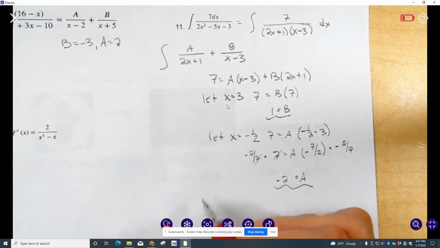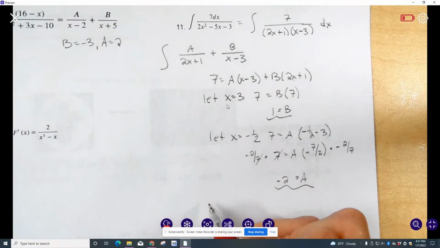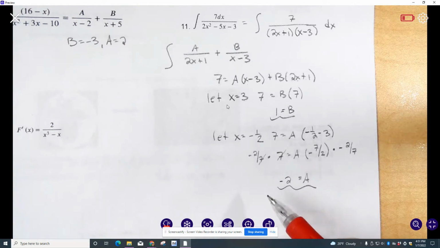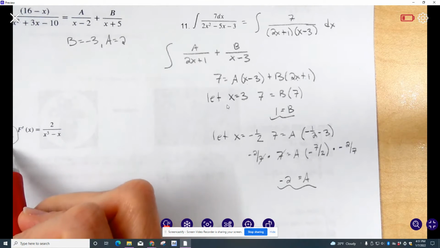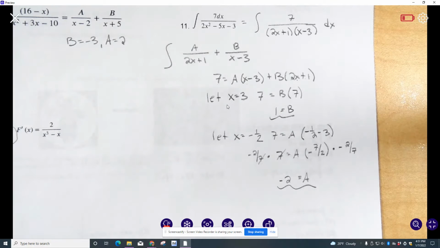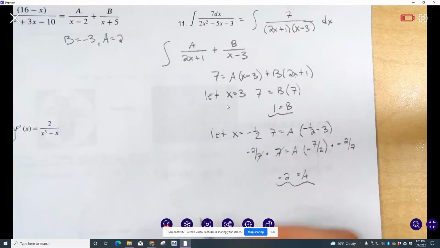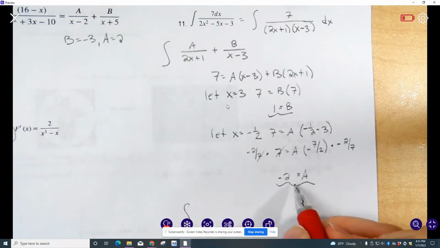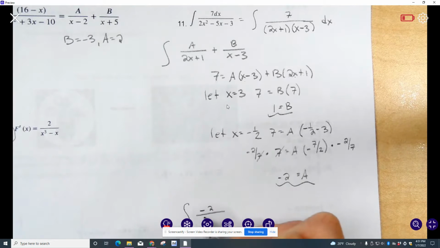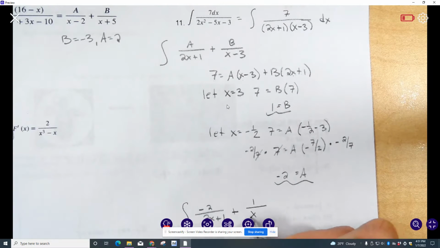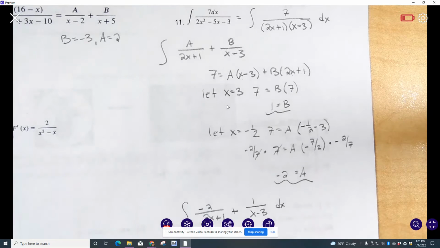Okay, so then I could do a separate and integrate on this. I'm trying to decide whether I want to finish this example. Yeah, I'll finish this example, and maybe I won't do 17, but I'll let you do 17. So now what my integral is going to look like is a is -2, so I'm going to have -2 over 2x plus 1, plus b is 1, so 1 over x minus 3 dx.